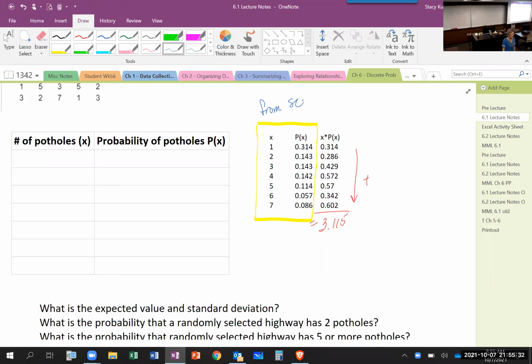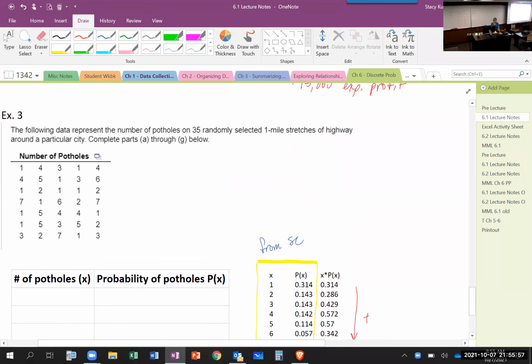All right, did y'all need to write that down maybe? We would expect about 3 potholes on average in a 1-mile stretch of this city.